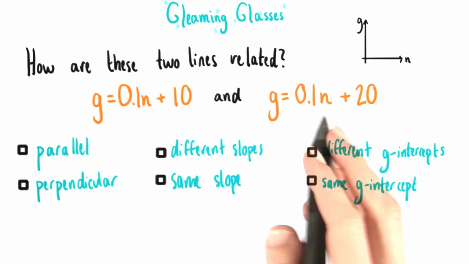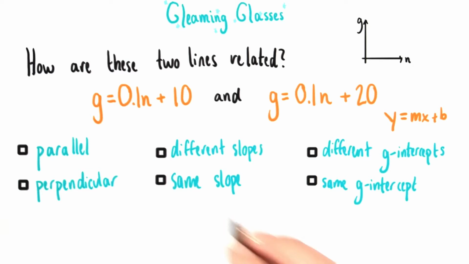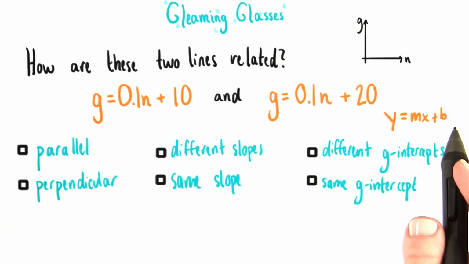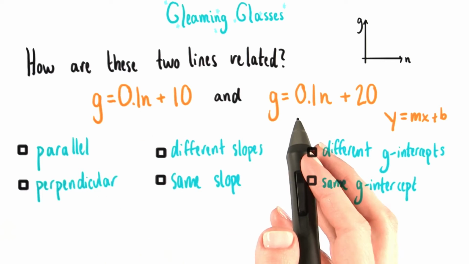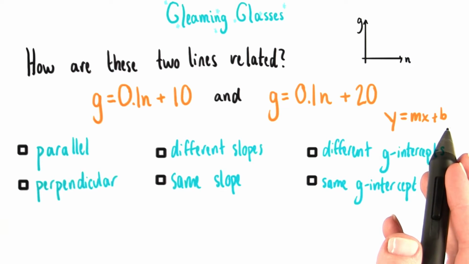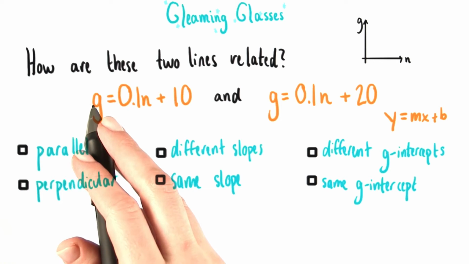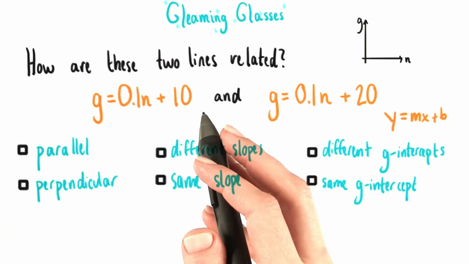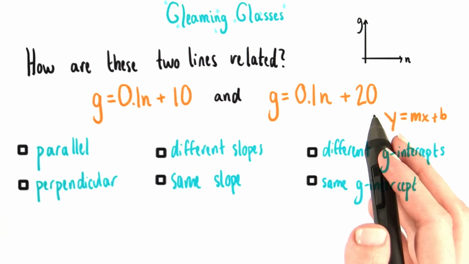These lines are both written in the same form, even though we have different variable names now than we normally do when we talk about slope-intercept form. These equations are both in the same form as y equals mx plus b. We have a variable on one side, a constant times a variable, and then a constant term tacked onto the end. This is true for this equation as well.